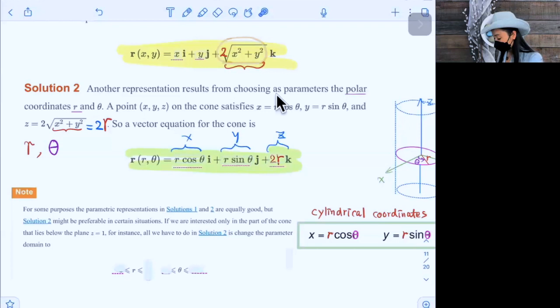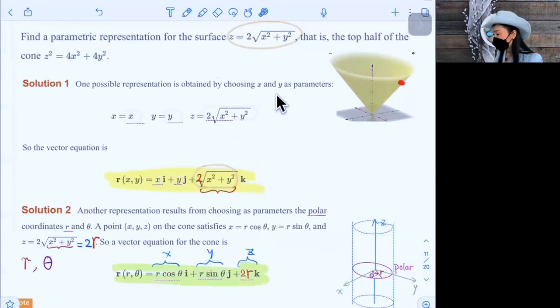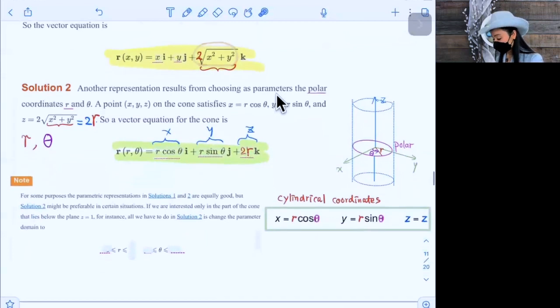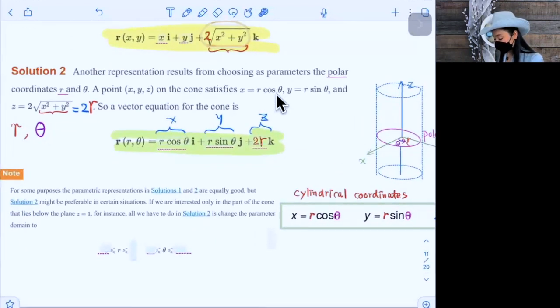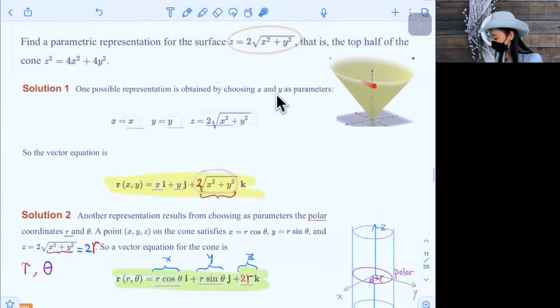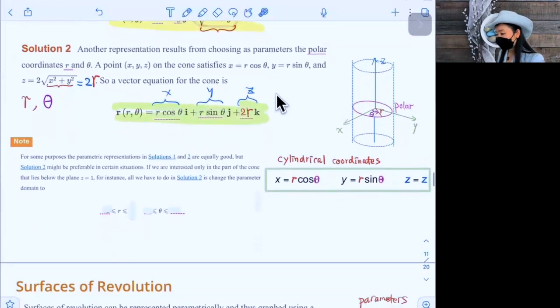If you're interested in only part of the cone, for example this cone over here, say the cone below the plane z equal to 1, then this one over here might be easier, might be a better representation. So suppose you want this cone below the plane z equal to 1, and I'm using this representation, then what will be the domain for those parameters? R is between what and what?